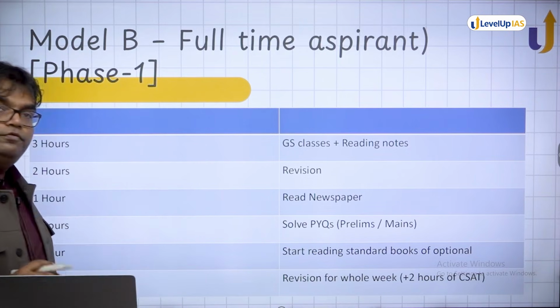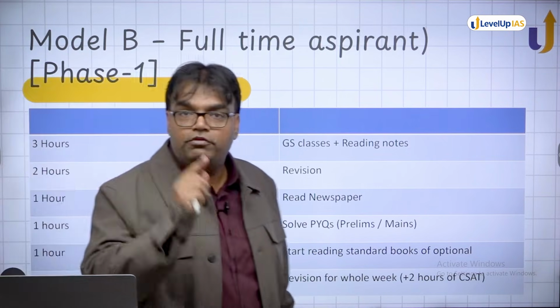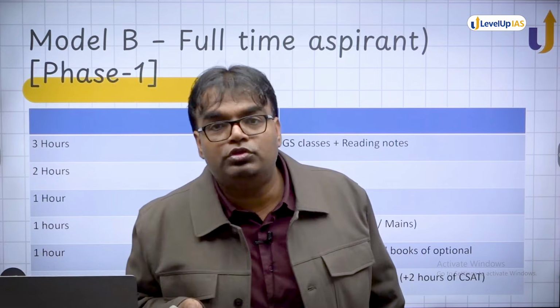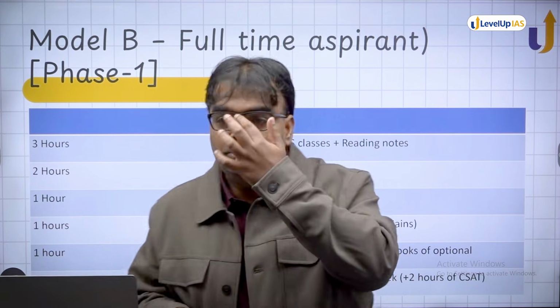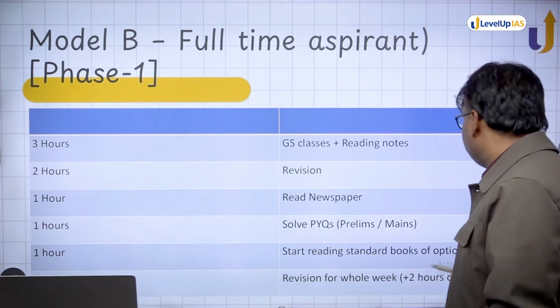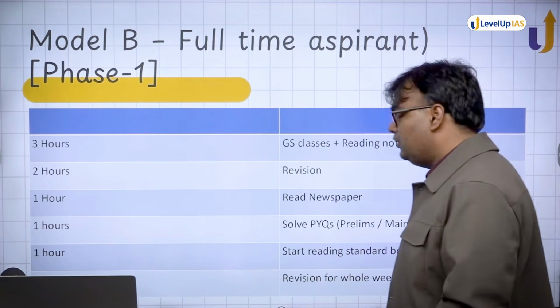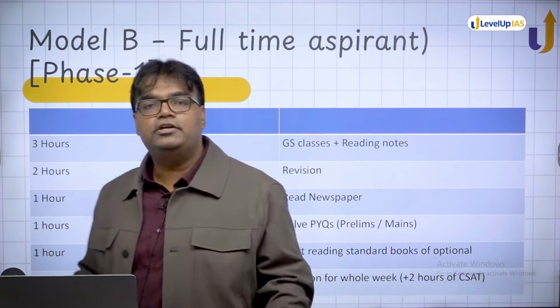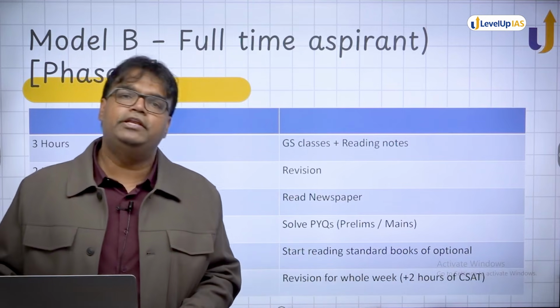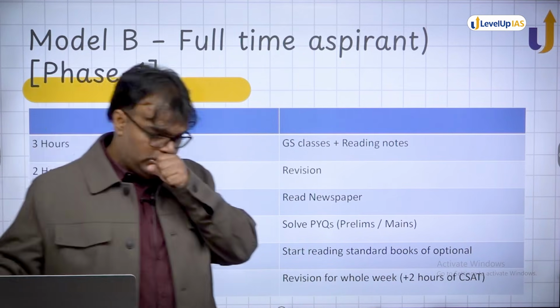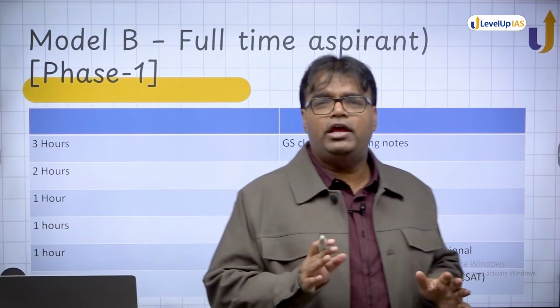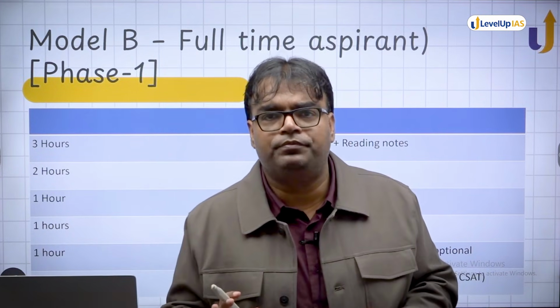Here, in the first phase only, first phase is what? November 2025 to June 2026. In the first phase only, you start reading some standard books of optional. Whatever your optional is, take the most standard books for it and start reading them, so that in June when you start preparing for optional, you would have some understanding, right.